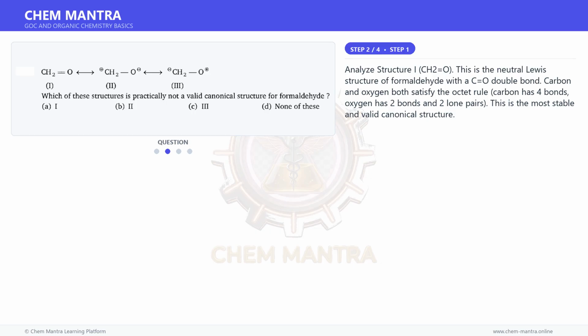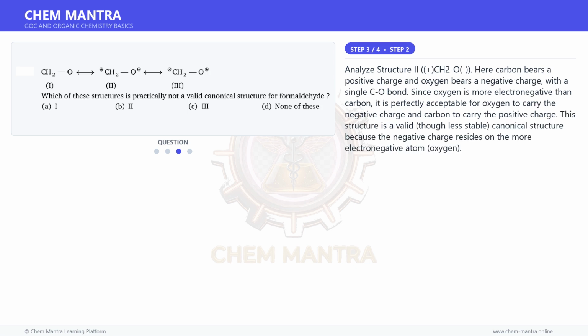Analyze structure I, CH2=O. This is the neutral Lewis structure of formaldehyde with a C=O double bond. Carbon and oxygen both satisfy the octet rule. Carbon has 4 bonds, oxygen has 2 bonds and 2 lone pairs. This is the most stable and valid canonical structure. Moving on to the next step.